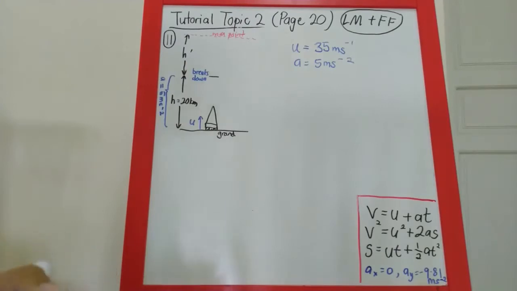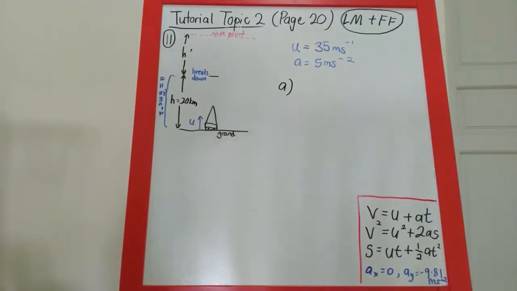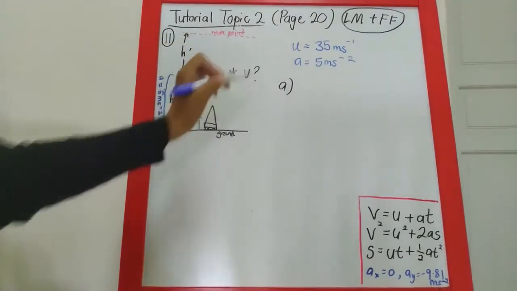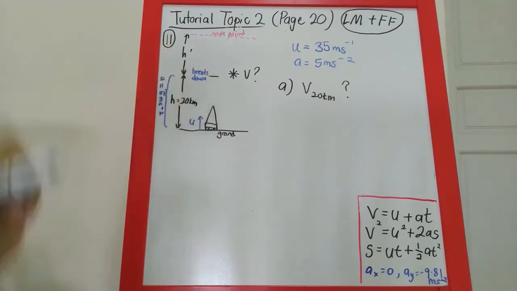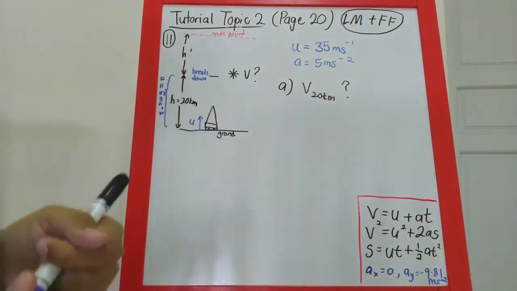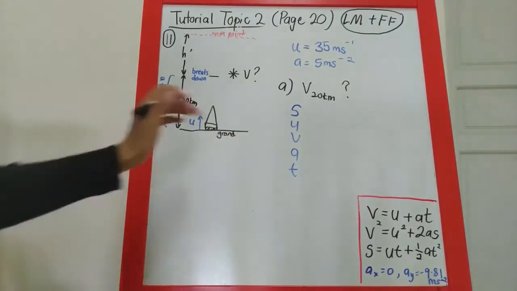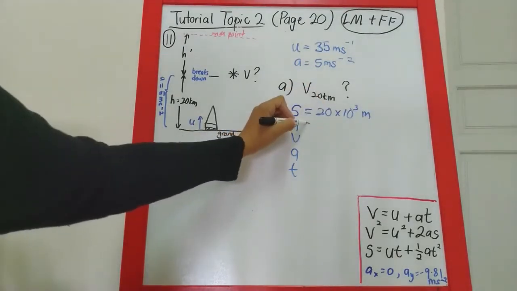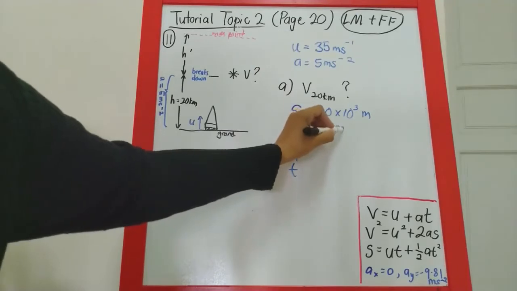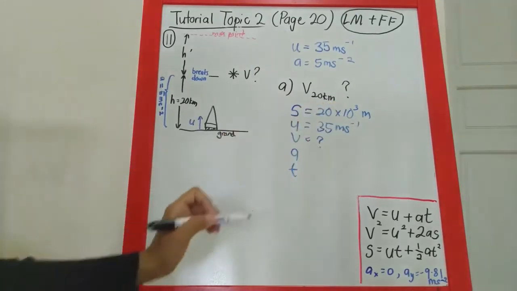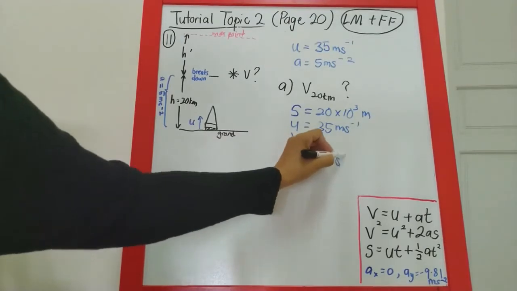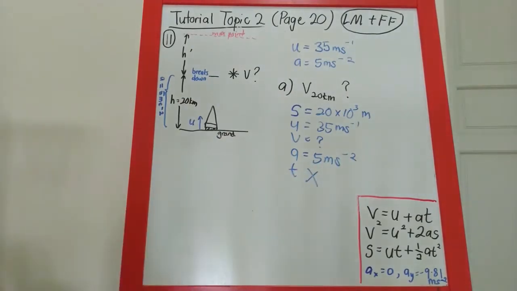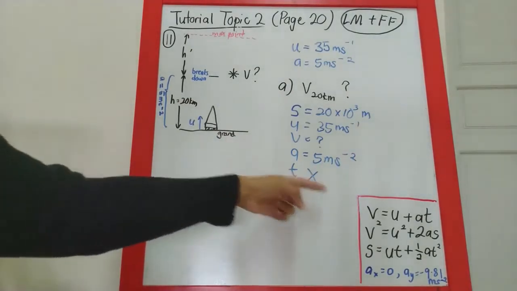So for part A, the speed of the rocket at height 20 kilometer. So it asks you the speed here. This range is under linear motion. Let's do SUVAT analysis. As we have 20 kilometer, I'm going to convert it to meter. And you have U, which is 35. We want to find the V, and the A is given here. Don't have any information regarding time. Therefore, out of these three, the most suitable one is the one without T. That's the second one.